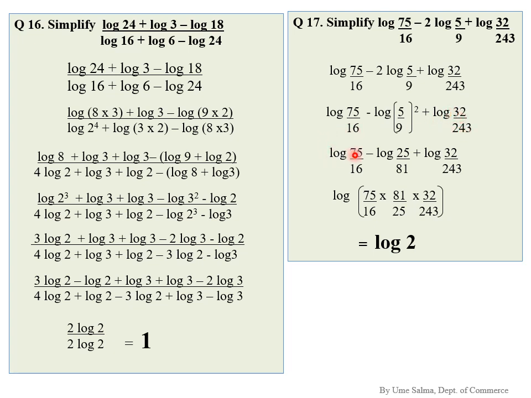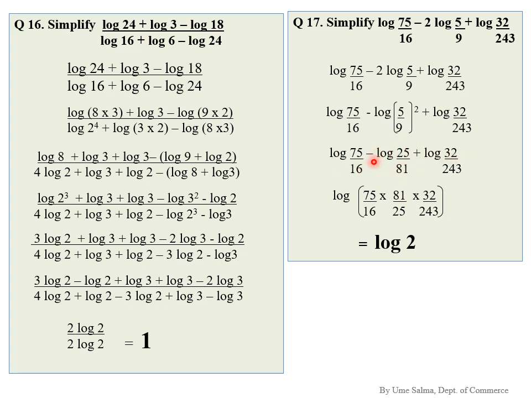Now after solving this, what we'll just do is 5 square and 9 square. If you open this, you will get 25. 5 square is 25, 9 square is 81. So log 25 by 81 is the only difference in this step.